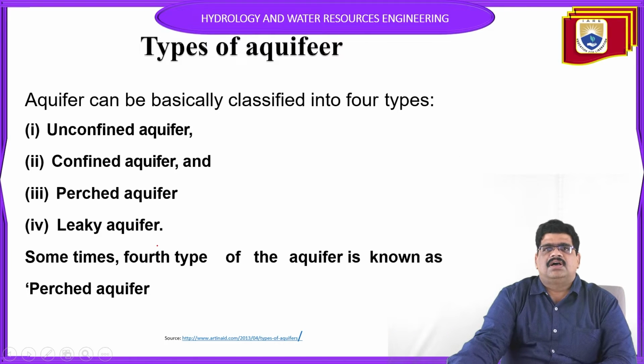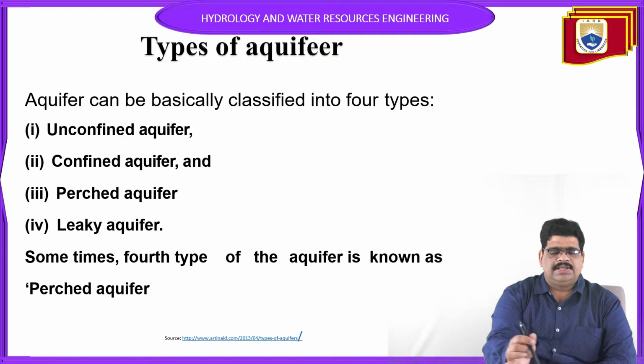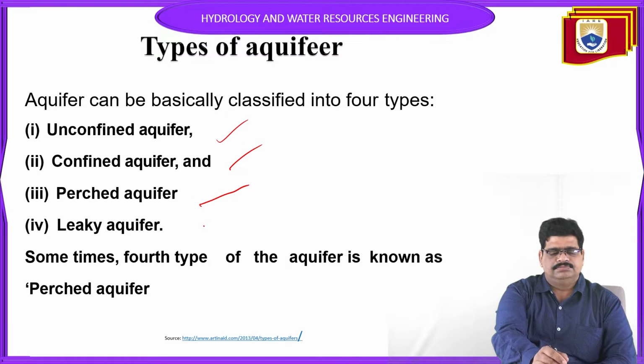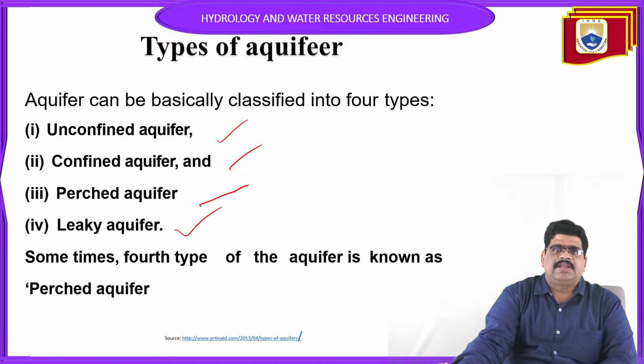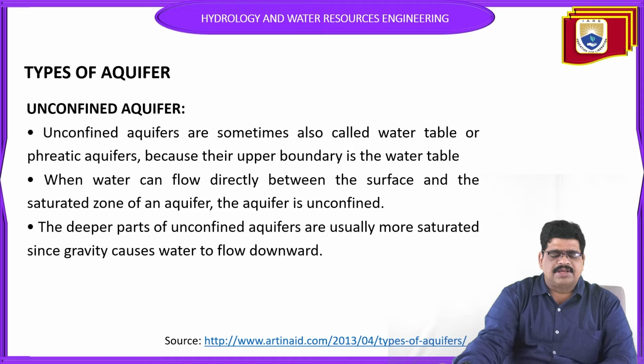Next is types of aquifers, a very important topic. What are the types of aquifers? Aquifers can be classified into four types. The first is unconfined aquifer, the second is confined aquifer, the third is perched aquifer, and the fourth is leaky aquifer. This is an important question for the examination as well as for the GATE exam. Types of aquifer: unconfined, confined, perched, and leaky.